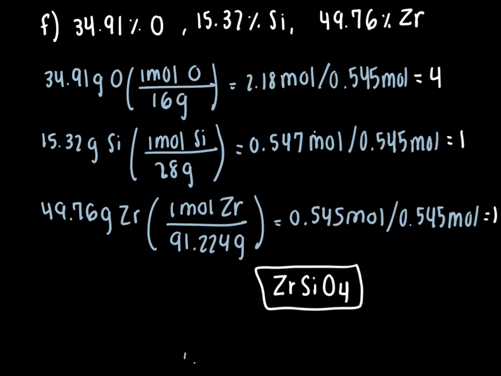And when you're writing your empirical formula, you're going to want to put the Zr in front because it's your metal, and then you can put silicon and oxygen after that. So we end up with ZrSiO4.